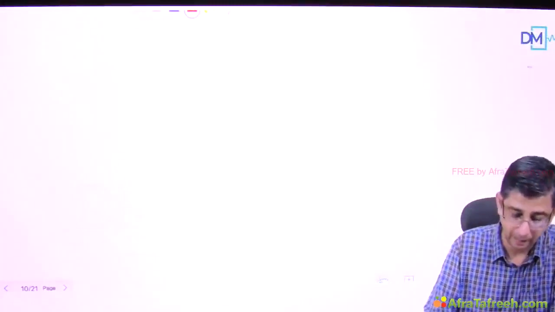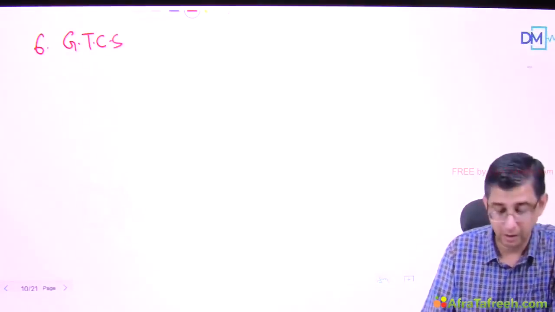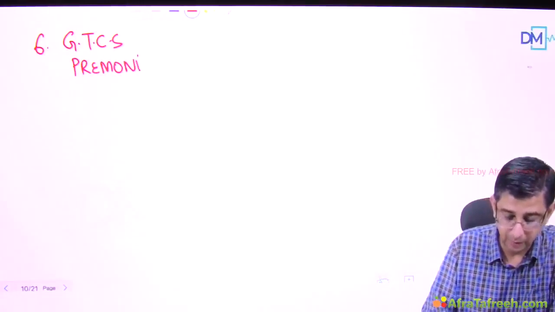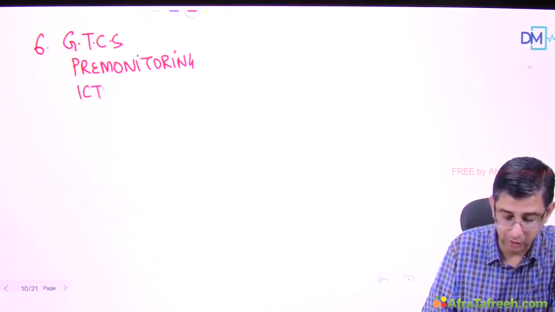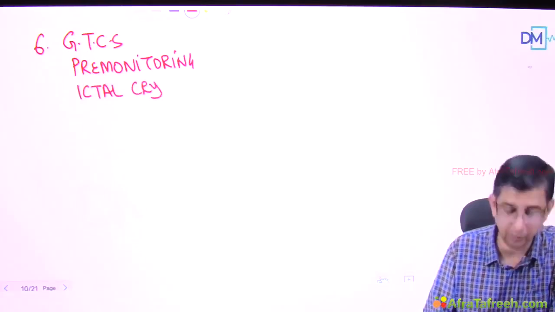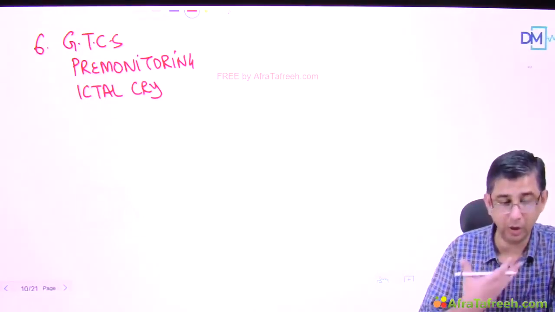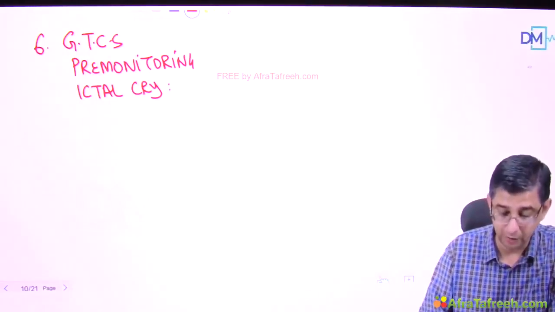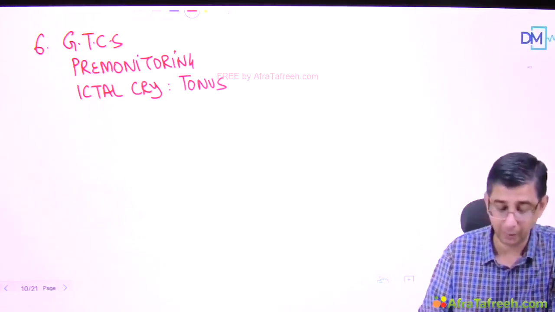The sixth variety of generalized seizures is called GTCS and has already been discussed. The highlight of this would be premonitory symptoms. Then the person will give out a loud ictal cry due to sudden contraction of the muscles of the vocal cords as well as muscles of expiration. So there would be a throaty loud sound, that is the ictal cry, following which there would be stiffness of the body, that is tonus, and the person will fall down.